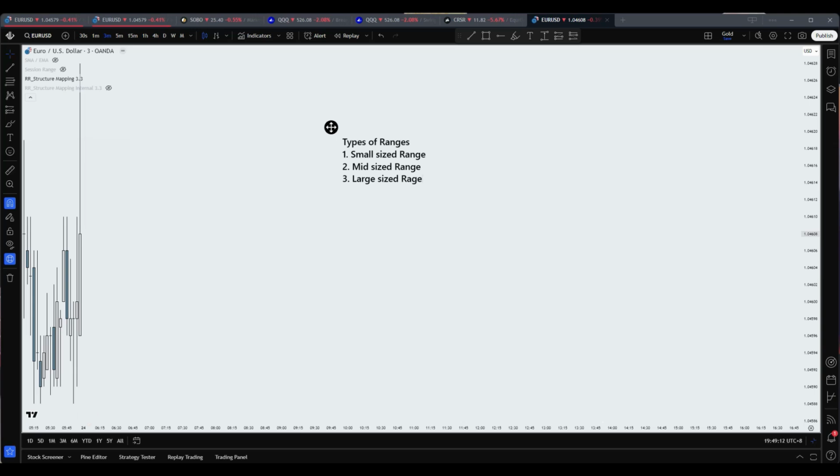So basically, how we mark the range. For example, if a range starts from here and it goes somewhere here, and after QM the high is confirmed. How do we call this one? This is the large range. Why? Because it has multiple legs inside. And mid-size, of course, will have one or two legs. And the small sized, just QM to QM, there is nothing in the middle.